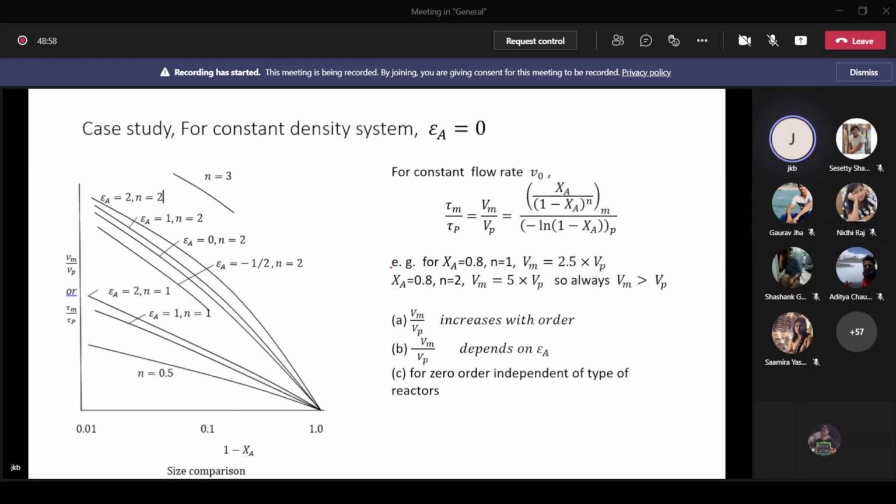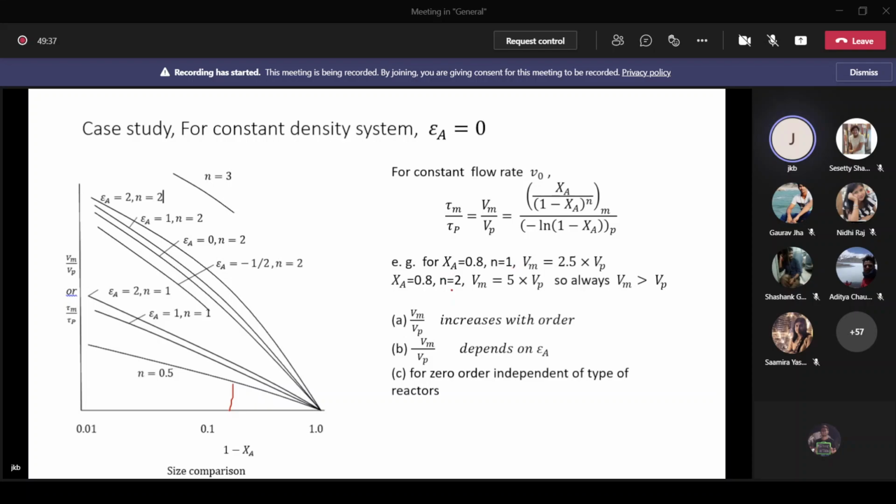Here one example is given from the chart. It is taken from Levenspiel, and other books also available. I have not seen, Fogler maybe it is available. For Xa is equal to 0.8, means 1 minus Xa is 0.2. So for 0.2 it is log plot. So here it is 0.2, and if you see the ordinate value of the curves, you will find Vm is 2.5 times of Vp. That is ratio is 2.5. Vm by Vp is 2.5, or tau m by tau p is 2.5.